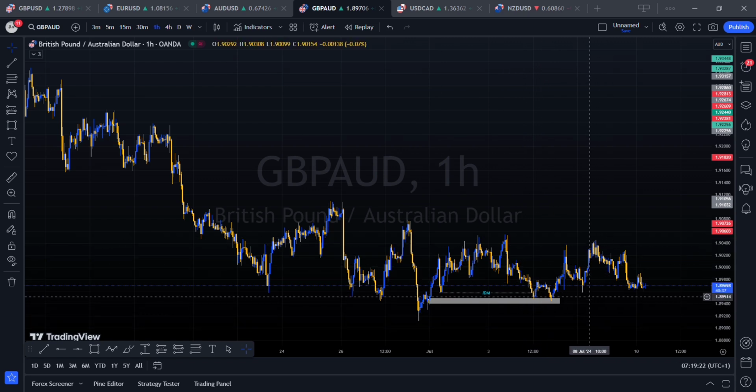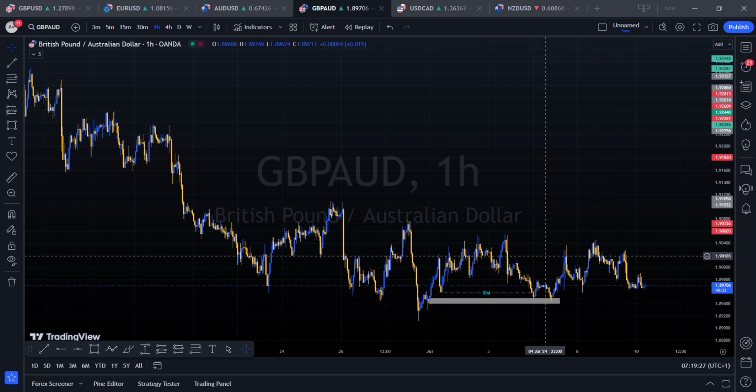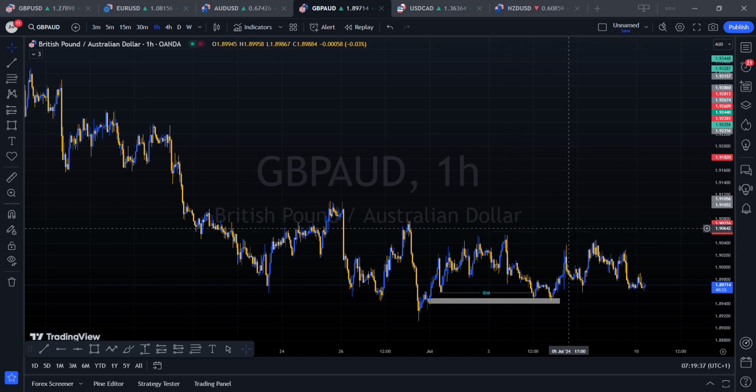Now a lot of people will be saying, what is our bias on this market? We are indecisive here because why? Price hasn't really broken our recent high. This is our recent lower high that price has created. So for as long as it hasn't broken this area here, we are actually neutral on this trade.